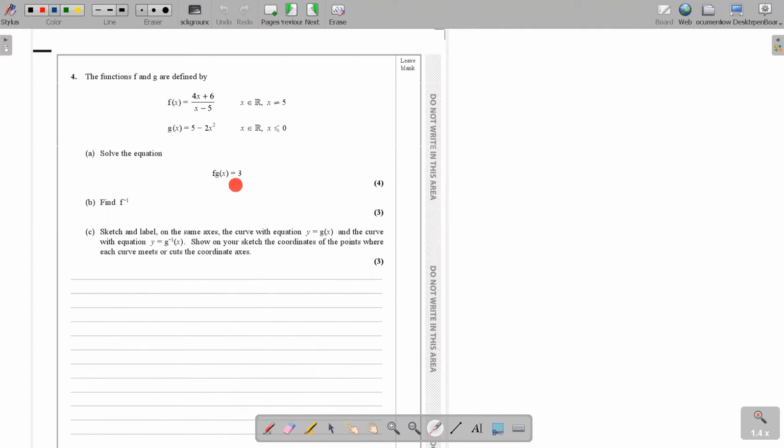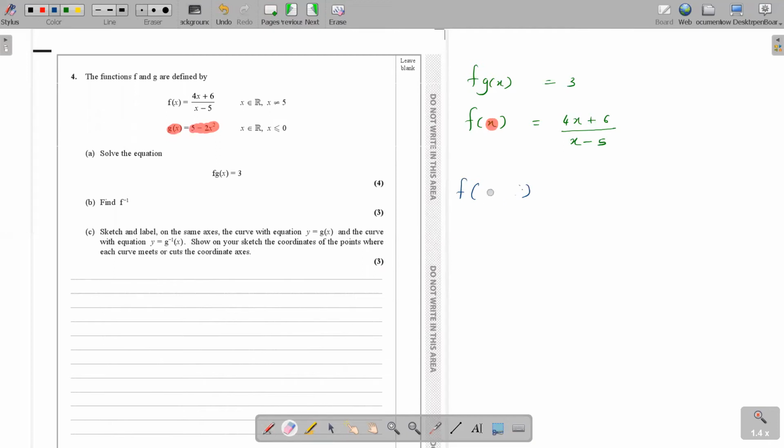Solve the equation f of g(x) equals 3. It's a compound function. So let's find f of g(x). First f(x) equals 4x plus 6 over x minus 5, right? When they say f of g(x), it means the x here needs to be replaced by your g(x), which is 5 minus 2x squared. So the x value should be replaced by the g(x) figure, 5 minus 2x squared. So f of 5 minus 2x squared, that is f of g(x).